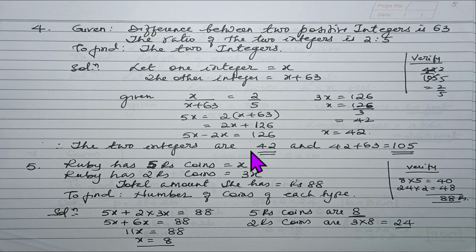The next example: Ruby has coins with her. There are some 5 rupees coins and some 2 rupees coins, but the sum of those coins is 88. So we do not know the number of coins of each. So let us assume that Ruby has 5 rupees coins which are x in number, and Ruby has 2 rupees coins which are 3 times that number, that is 3x. So the total amount she has is rupees 88. So therefore the amount from coins of each type will be 5x plus 2 into 3x, because 5x plus 2 into 3x is equal to 88.